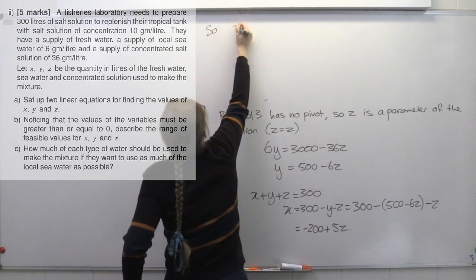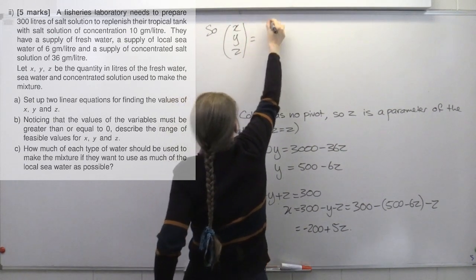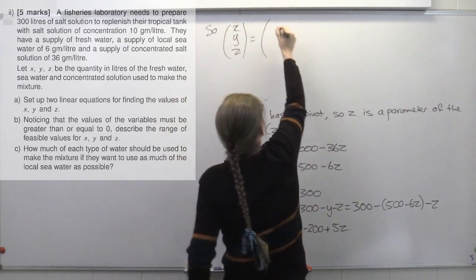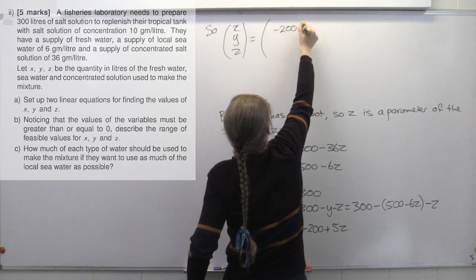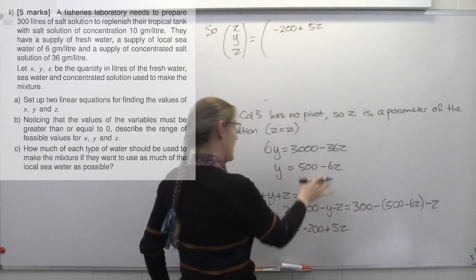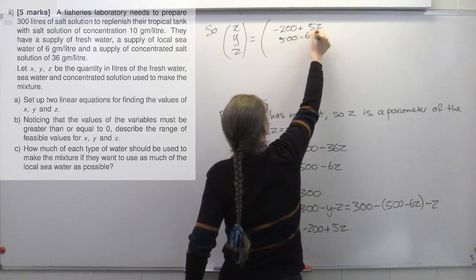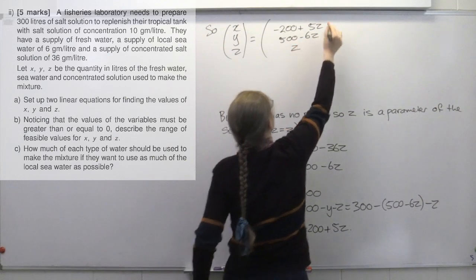So x, y, z is equal to, well, x is minus 200 plus 5z. y is 500 minus 6z, and z is just z.